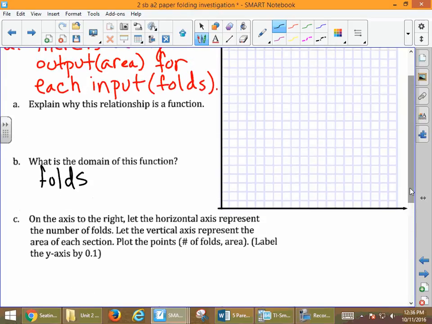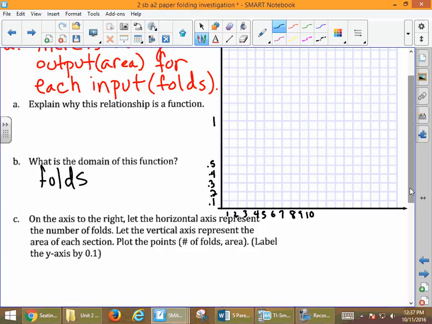And now what we want to do is draw the picture with the folds and the area in it. But we need to label our graph a little bit before we get there. So on our x-axis, I just did 1, 2, 3, 4, 5, 6, 7, 8, 9, 10. Then on the vertical, it says, let the vertical axis represent the area of each section. Label the y-axis by 0.1. So this is 0.1, 0.2, 0.3, 0.4, 0.5, 0.6, 0.7, 0.8, 0.9, 1.